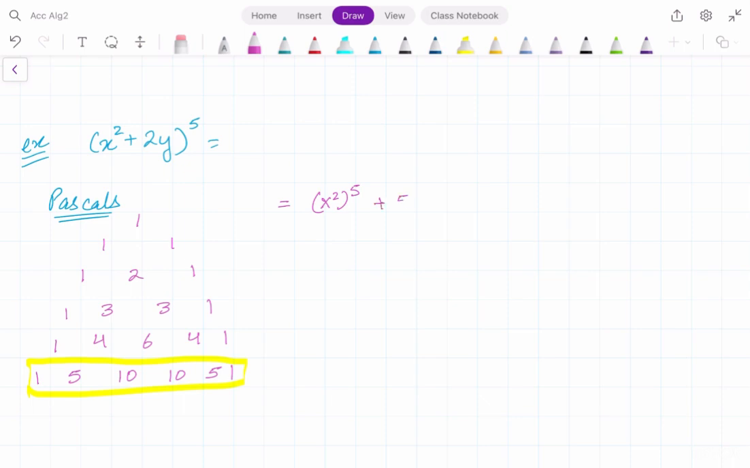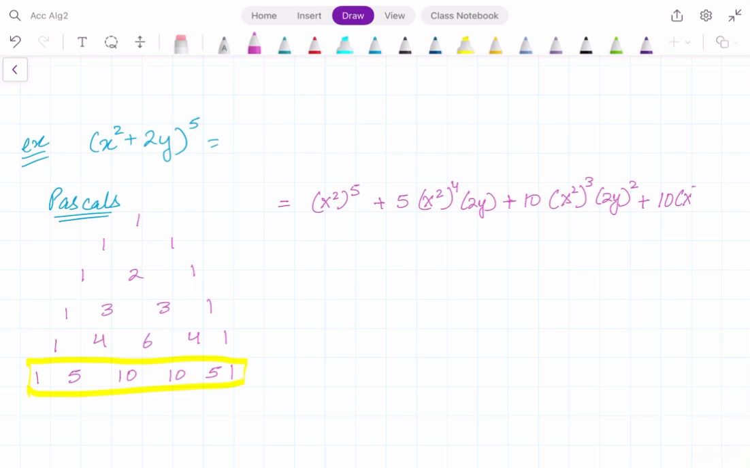B with the lowest power is 0, so it is just b to the power of 0. The next coefficient is 5. 5 times a to the power of 4, b to the power of 1. Then 10 times a to the power of 3, b to the power of 2. So a is decreasing, b is increasing in the power.